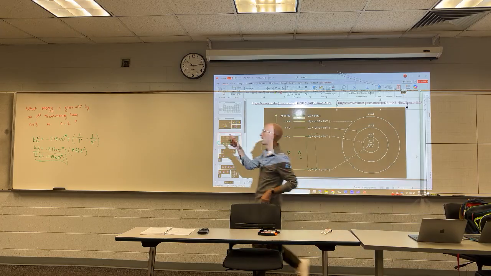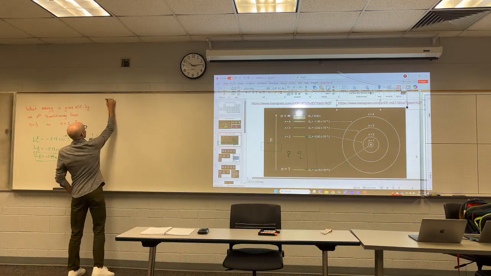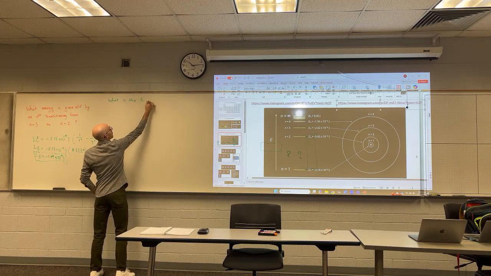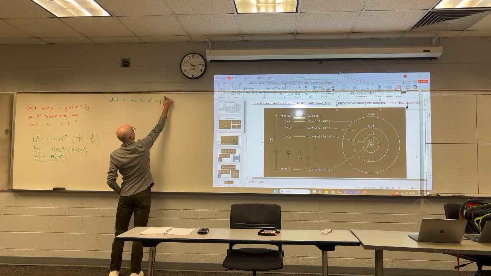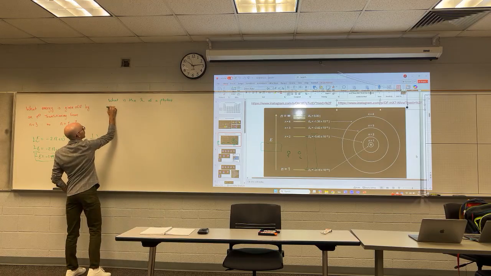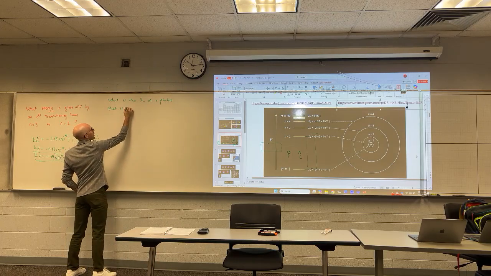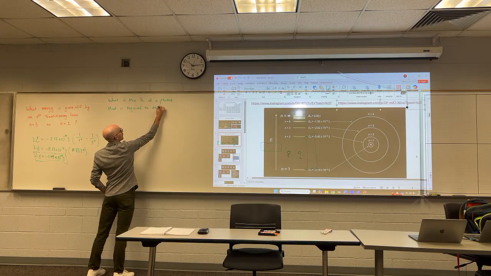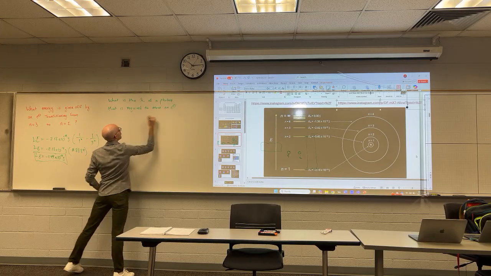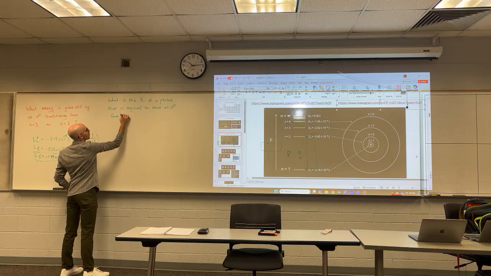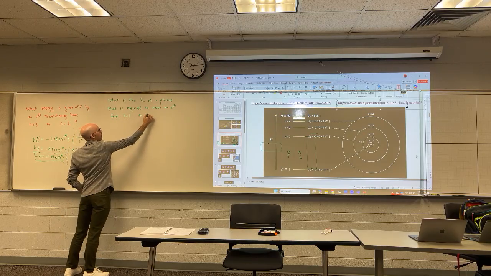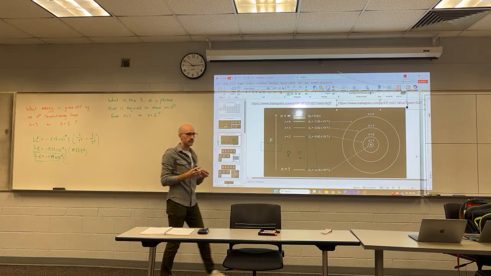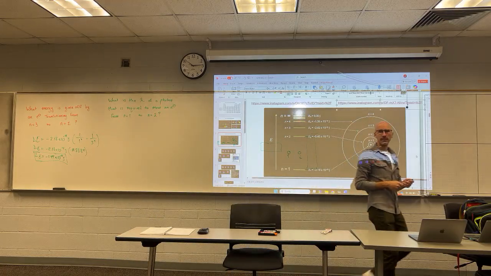So I want to change this one, and I'm going to put it on its head. What is the wavelength of a photon that is required to move an electron from N equals 1 to N equals 2? I can try.